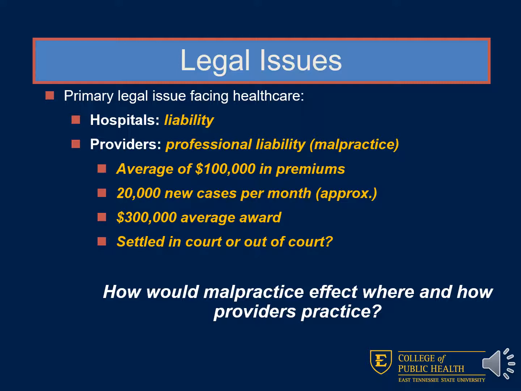And when we look across how many cases are brought forth in U.S. courts every year, some frivolous, some do have some merit to them, we have about 20,000 new cases per month brought forward to different courts across the United States concerning malpractice. And those cases usually have an average payout of about $300,000 per case. Now, this is most often settled outside of the court system just because it's easier to negotiate and do this mediation without having to go to court.